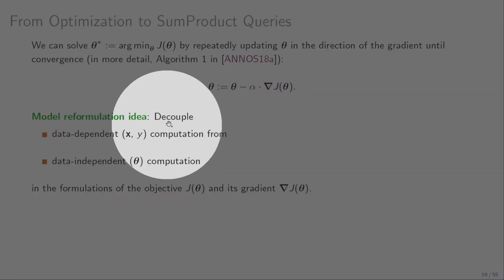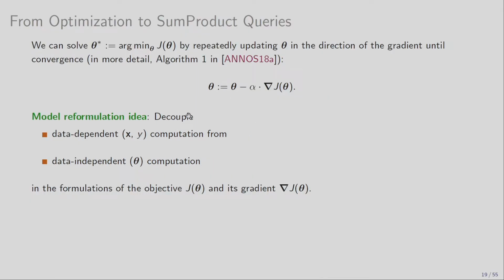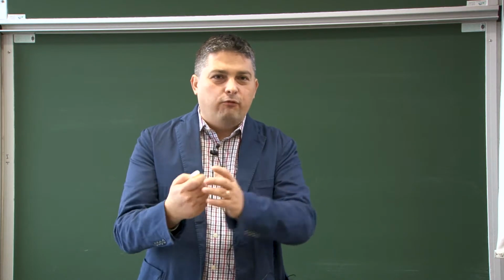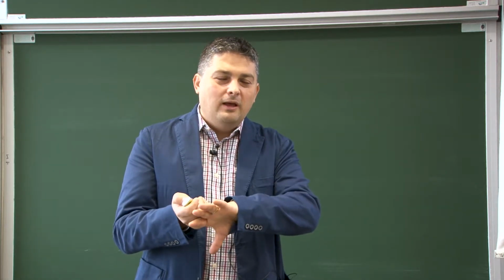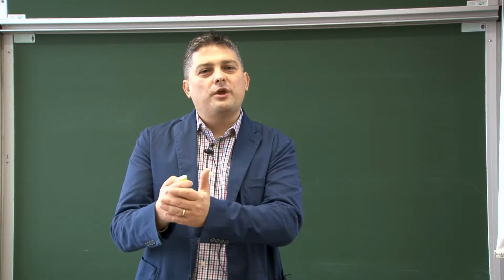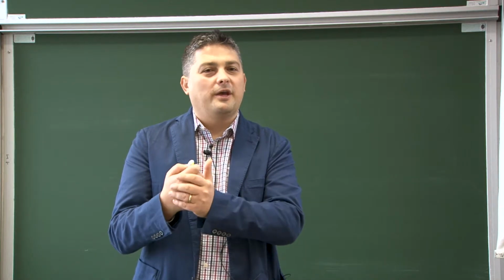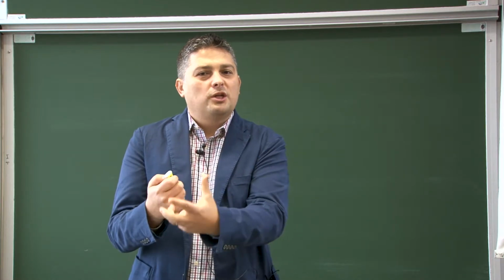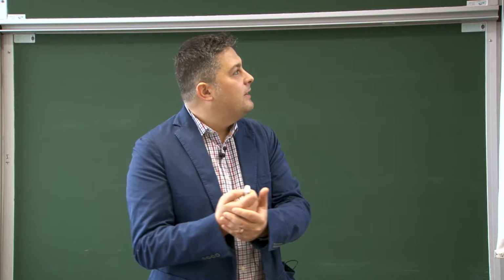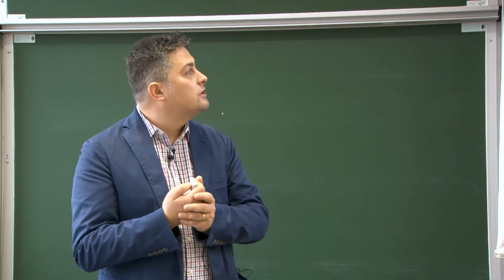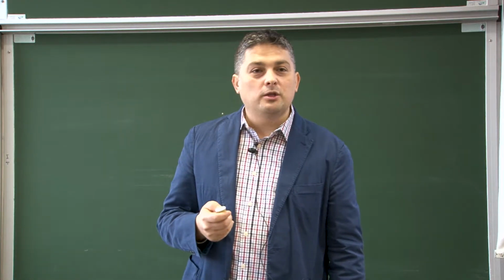So this idea of model reformulation is this. We look at this objective function j, we look at its gradient, right? And then we say, can we rewrite the formula in a way so that we decouple the parameters, theta, from computations we have to do over the features and the label, x and y, in the training data set? Because if we can do this, perhaps that is just an in-database computation which we can do efficiently. Yeah? And that's the whole idea, to decouple the data independent, which is theta, from the data dependent, which is x and y. Okay? And that's the way we can do it.